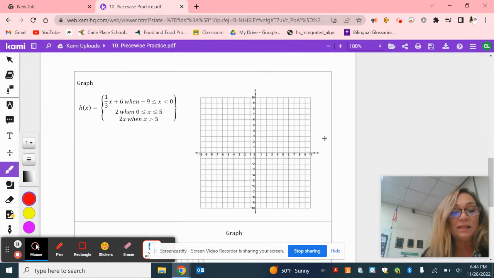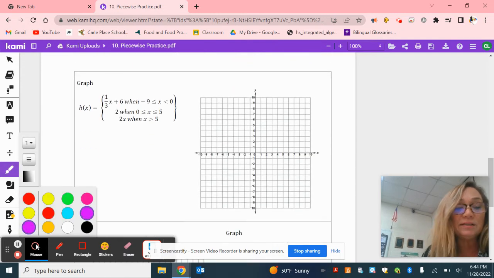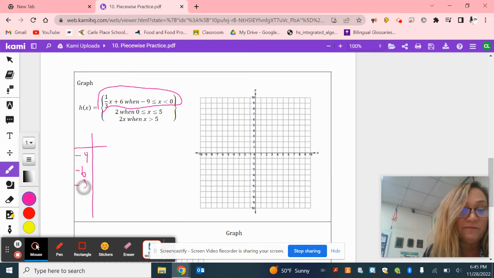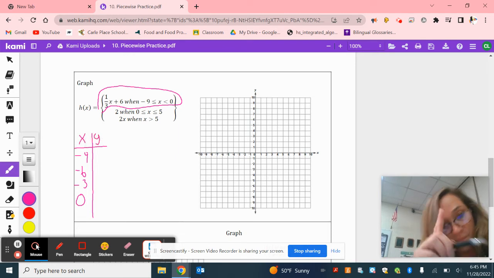Okay, so this one's a little bit harder. It's going to have 3 pieces. So I'm going to start with this one. Okay, and that's from -9 to 0. So I'm going to use -9, -6, -3, and 0. Those are my x values.